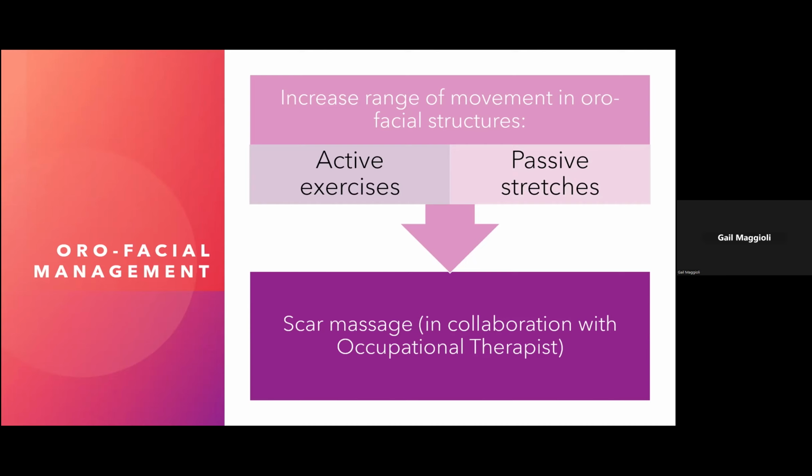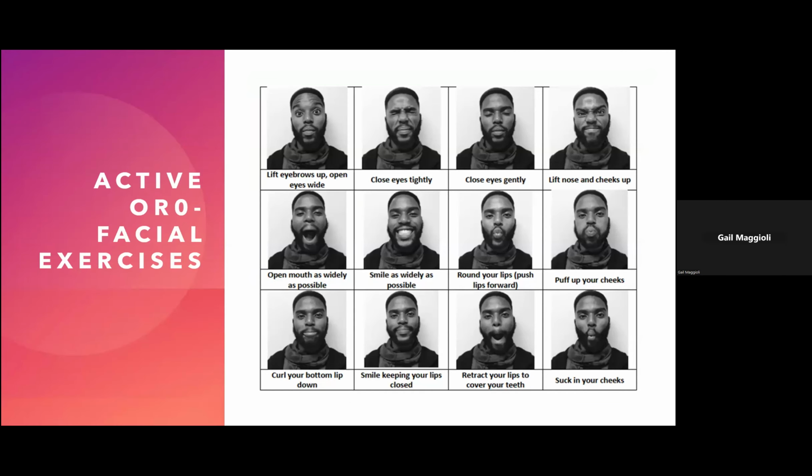Then we also do active exercises. That's actually the patient then participating and moving the different structures of the face. And then, as I mentioned already, after these process of passive and active exercises, we then start the scar massage together with the occupational therapist. So this is just an indication of some of the different exercises that we do for the face. So obviously we will customize it to the patient and where the burn is for them, whether it's the whole face or just half of the face.